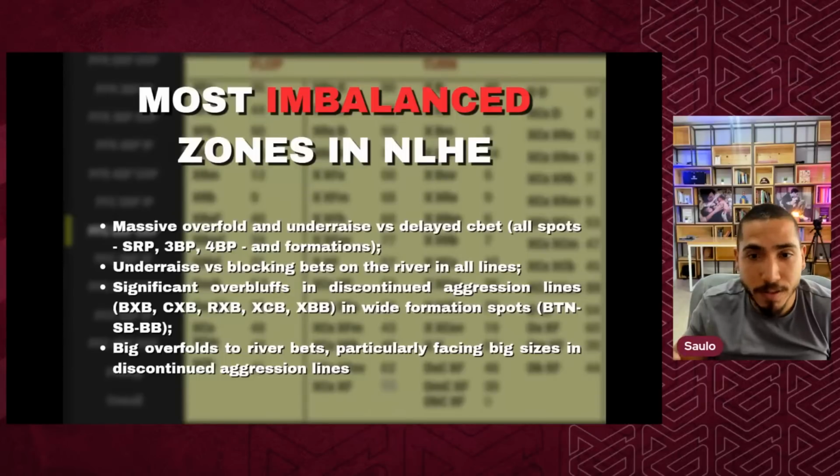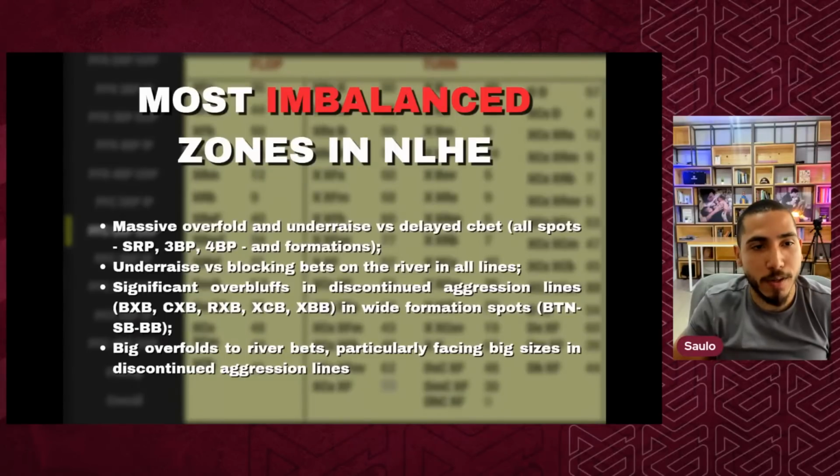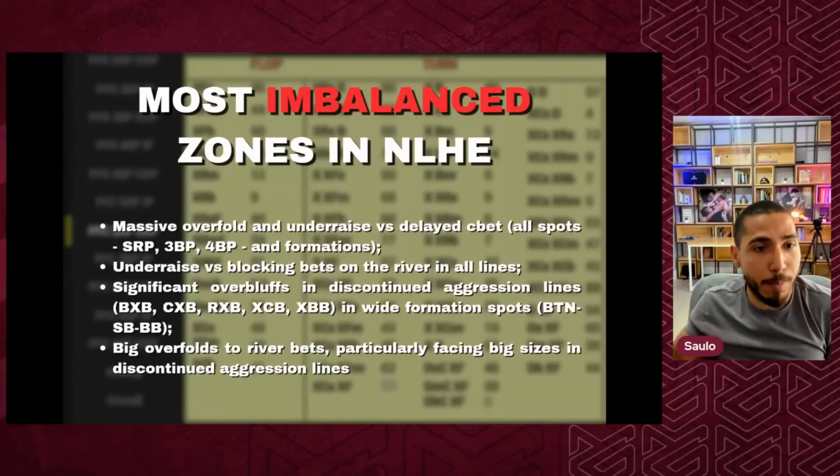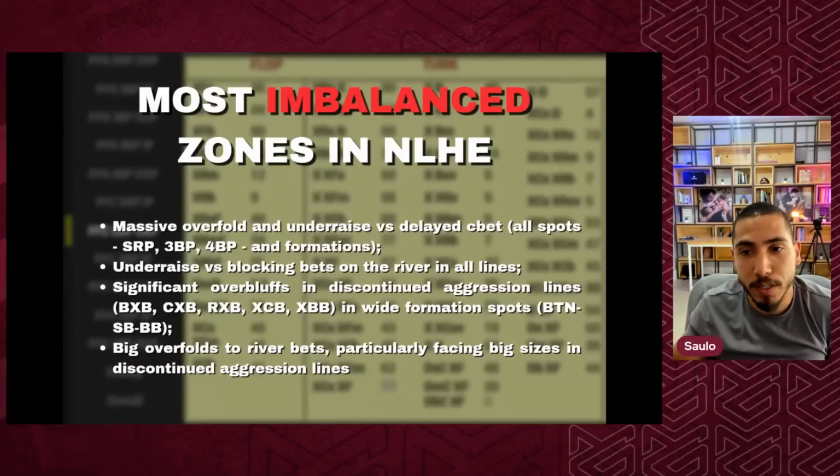And these are the most imbalanced zones, meaning I only put here the ones that are going to generate you the most TV. That's how good a mood I was in when I made this presentation. So there's a massive overfolding on the raise where the lazy bet in all spots. Single raise pot, 3-bet pot, 4-bet pot, all formations, cutoff versus big blind, cutoff versus small blind, doesn't matter. Every single spot, people are not going to call enough. They're not going to raise enough for the lazy bet. That's why you're going to see in my play and explain videos, I'm constantly talking about how you should play that node very exploitatively.